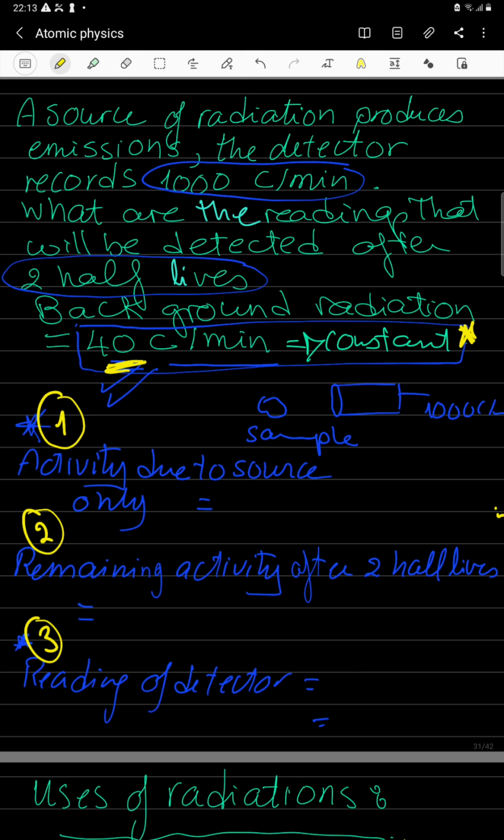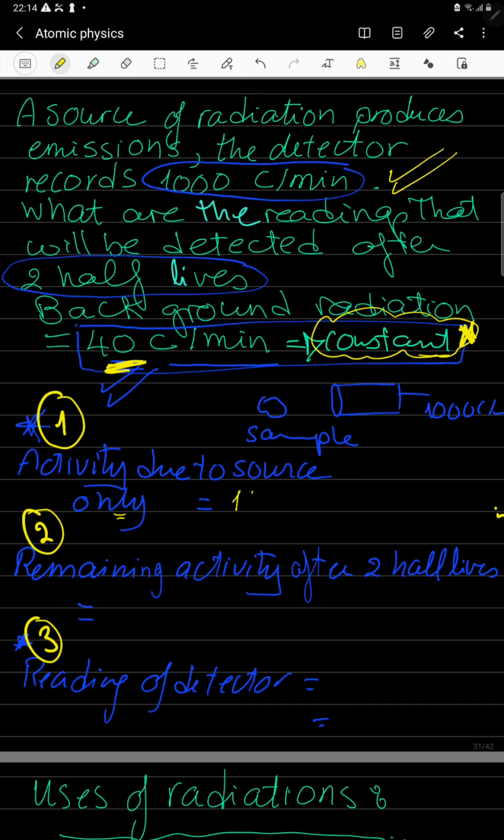What are the readings which will be detected after 2 half-lives elapse if you know that the background radiation is 40 counts per minute? In such question, when we are given the background radiation, then we must take into consideration that not all the 1000 counts per minute are going to divide by 2 when 1 half-life passes. Why is that? Because we have a constant value, which is the background radiation, which will not be affected by the half-lives that passes.